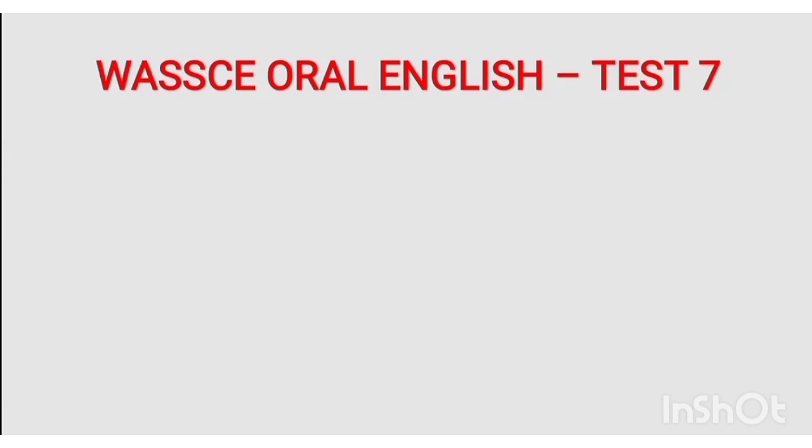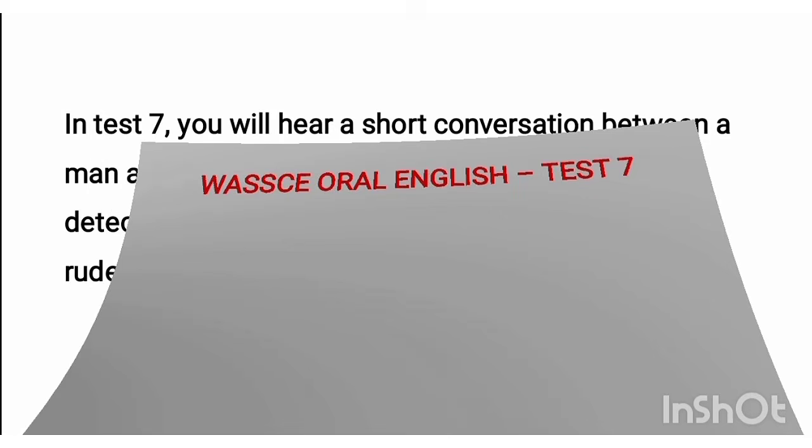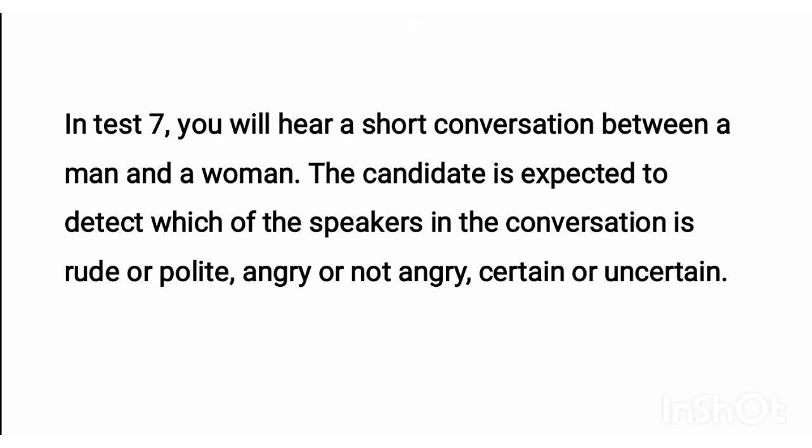WASSCE Oral English Test 7. In Test 7, you will hear a short conversation between a man and a woman. The candidate is expected to detect which of the speakers in the conversation is rude or polite, angry or not angry, certain or uncertain.